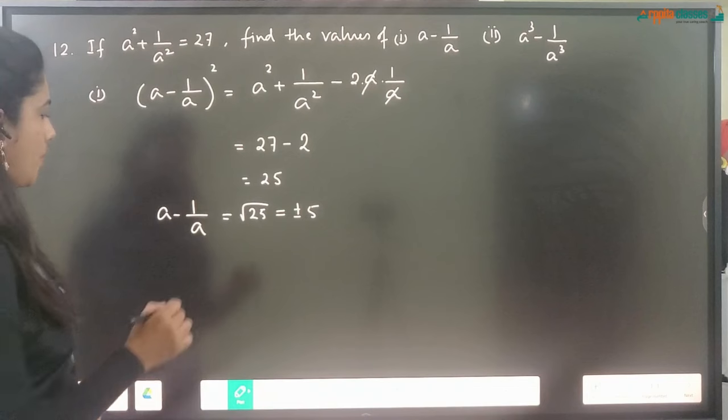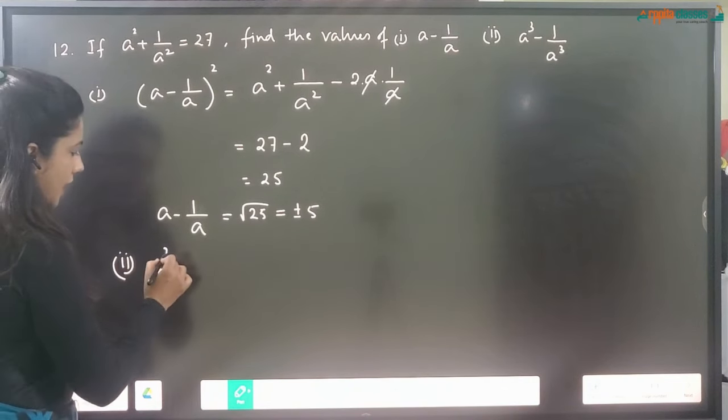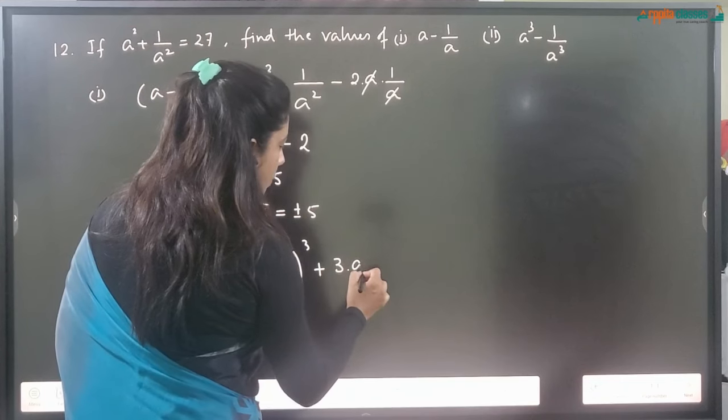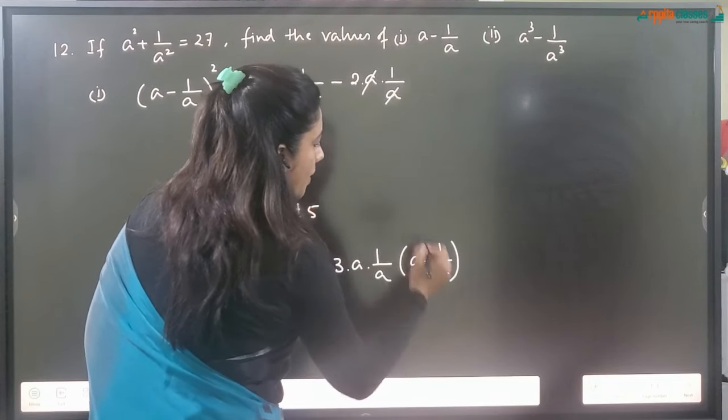Now a cube minus 1 upon a cube. Let us write down the formula. A cube minus 1 upon a cube would be a minus 1 upon a whole cube plus 3 into a into 1 upon a whole into a minus 1 upon a. It is just like the previous sum.